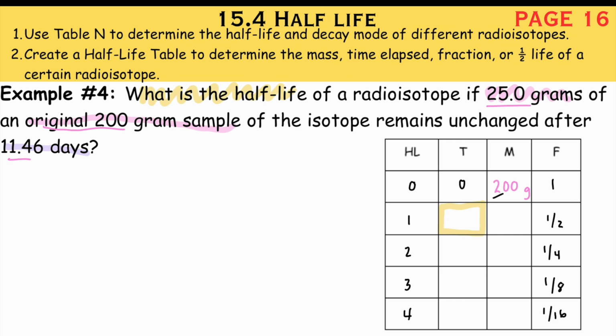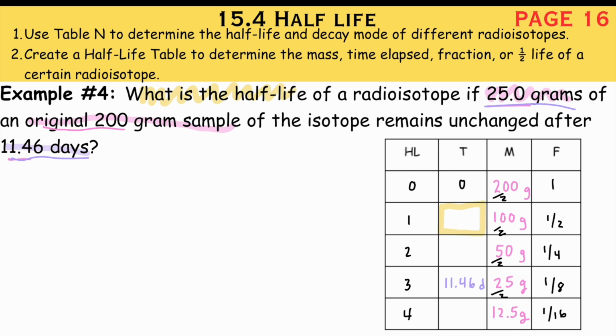We can start by filling out our mass column though. If we have 200 to start, after one half-life, 200 divided by 2 will give us 100 grams left. Then after 2 half-lives, 50 grams left. After 3 half-lives, we will have 25 grams left. Then after 4 half-lives, we will have 12.5 grams left. When we have 25 grams, 11.46 days will have passed. We can put in 11.46 days next to where it says 25 grams.